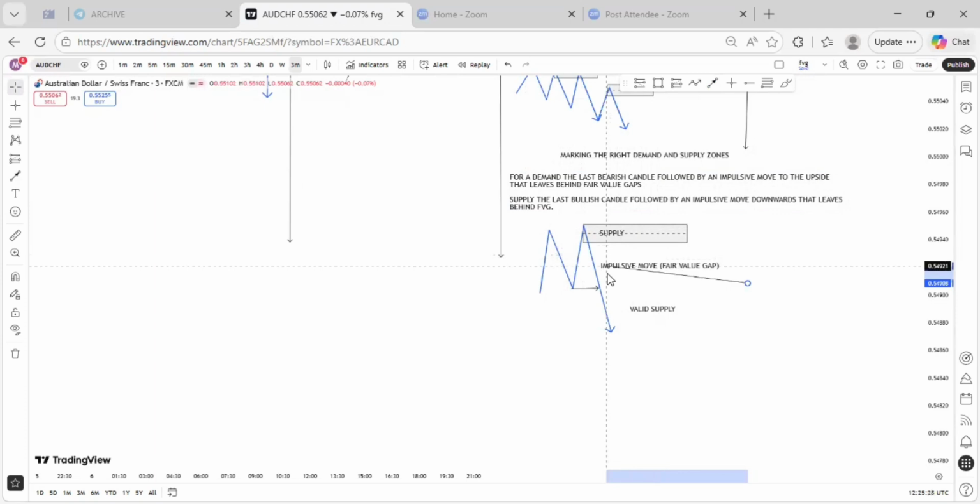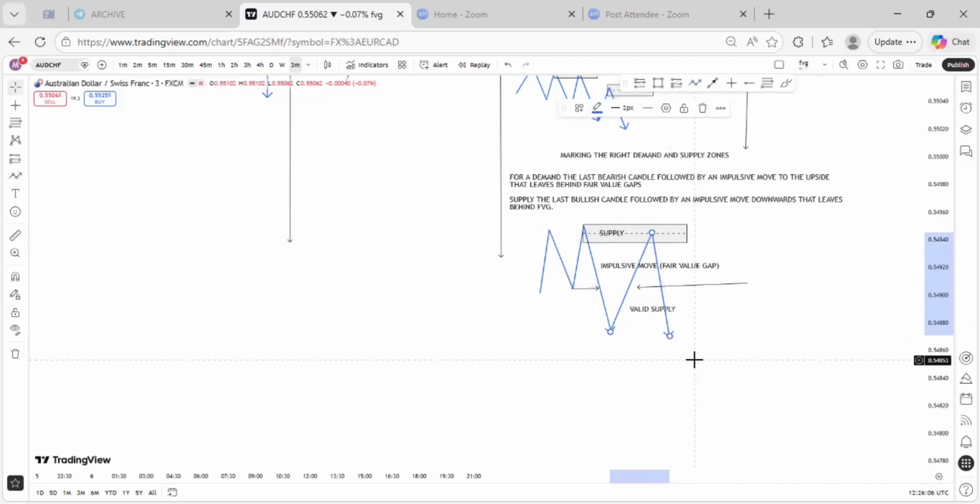Our fair value gap. If you don't know what a fair value gap is, you can watch some of the videos on the channel. I think I've talked about fair value gaps a lot, or you can go and research about fair value gaps, right? So once we have that fair value gap here, this validates our trade, right? So what we want to look out for now is for the market to come back into that fair value gap, mitigate that fair value gap, and then tap into our supply zone, and then we sell to the downside, right?